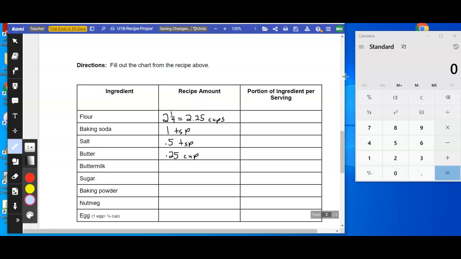Buttermilk, the recipe calls for 1 cup. For sugar, it's 1/2 a cup of sugar. Baking powder, let me find baking powder, is 2 teaspoons. So we're using those abbreviations that were in that last packet. TSP is for teaspoon. And C, if I wanted to, I could have just written C for cup. Nutmeg is 1/2 teaspoon of ground nutmeg, so 0.5.